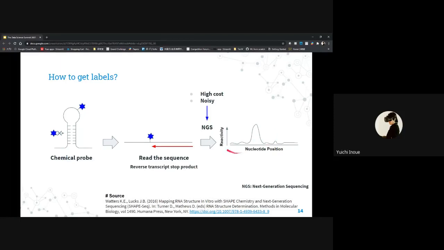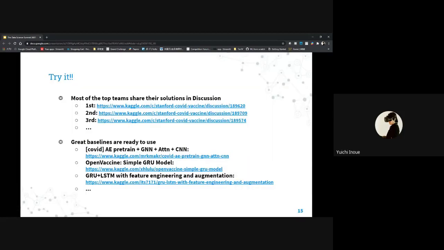However, this experiment is very expensive and noisy, so it would be very nice if we could make a machine learning model to predict it. I won't go into the actual solution, but various methods of deep learning are used and the results are very interesting. The top teams have shared their solutions and also shared some very helpful baseline code. So please take a look.